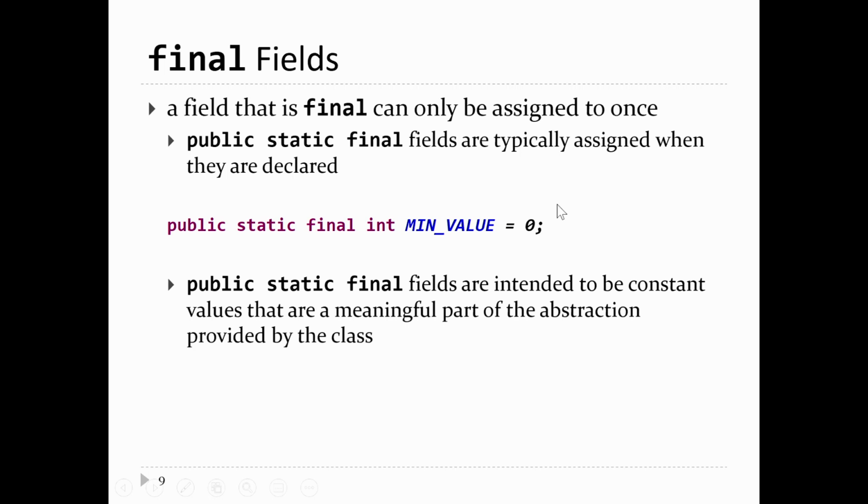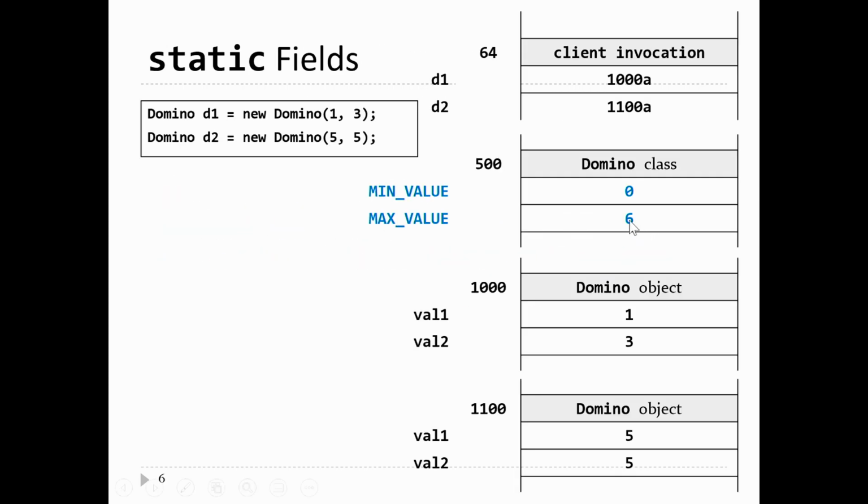A final field means that you can only assign a value to the field once. Now, min value is a primitive value. So remember how primitive values work in Java. Primitive variables in Java actually store the value that you assign to them. So min value here stores the number 0, max value here stores the number 6. Marking these final means that I can't change the 0 and I can't change the 6.